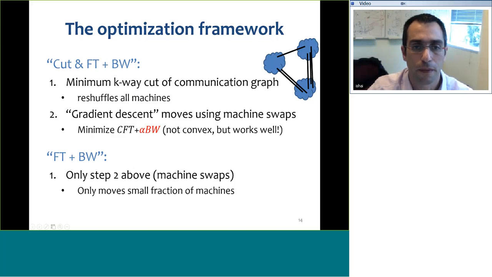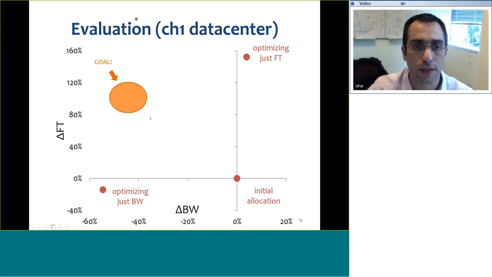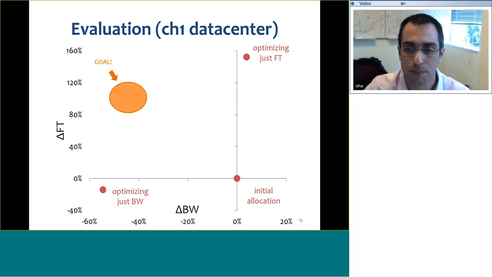Okay, so here are some results from one of the data centers. The goal is to improve fault tolerance and bandwidth. This is the initial allocation, and we are comparing relative to the initial allocation. If we optimize just for bandwidth, we'll end up somewhere here. We're actually going to hurt fault tolerance, and this is based on the trade-off that I've shown you before. If we are optimizing just for fault tolerance, we'll end up hurting the bandwidth consumption.